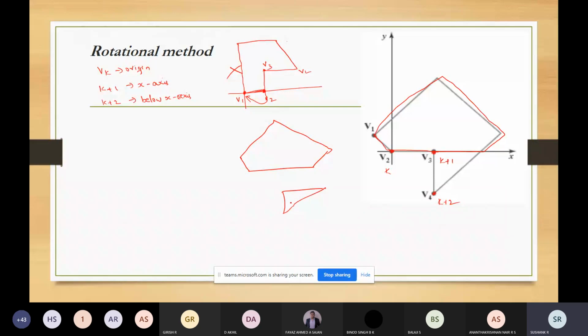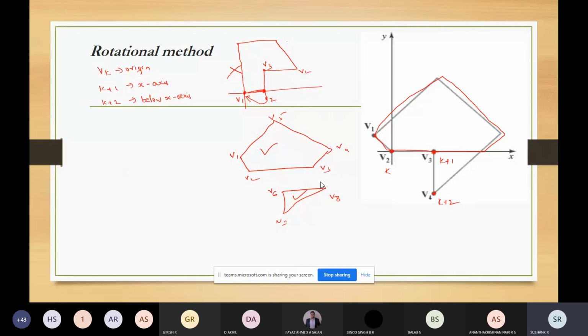Now we have got two convex polygons. The same process you can repeat. You can call these v1, v2, v3, v4, v5, v6, v7 or v8, whatever naming convention. Again, you can repeat the same process for this polygon and this polygon. This process will be repeated until you cannot split, until you get polygons which are convex. So this is the rotational method.